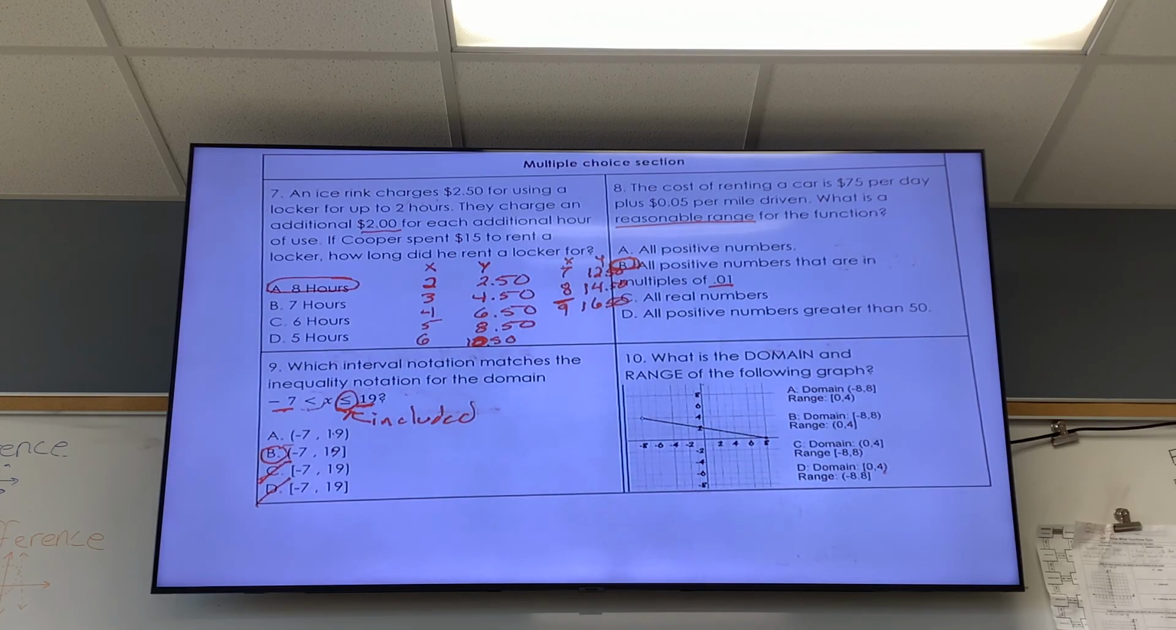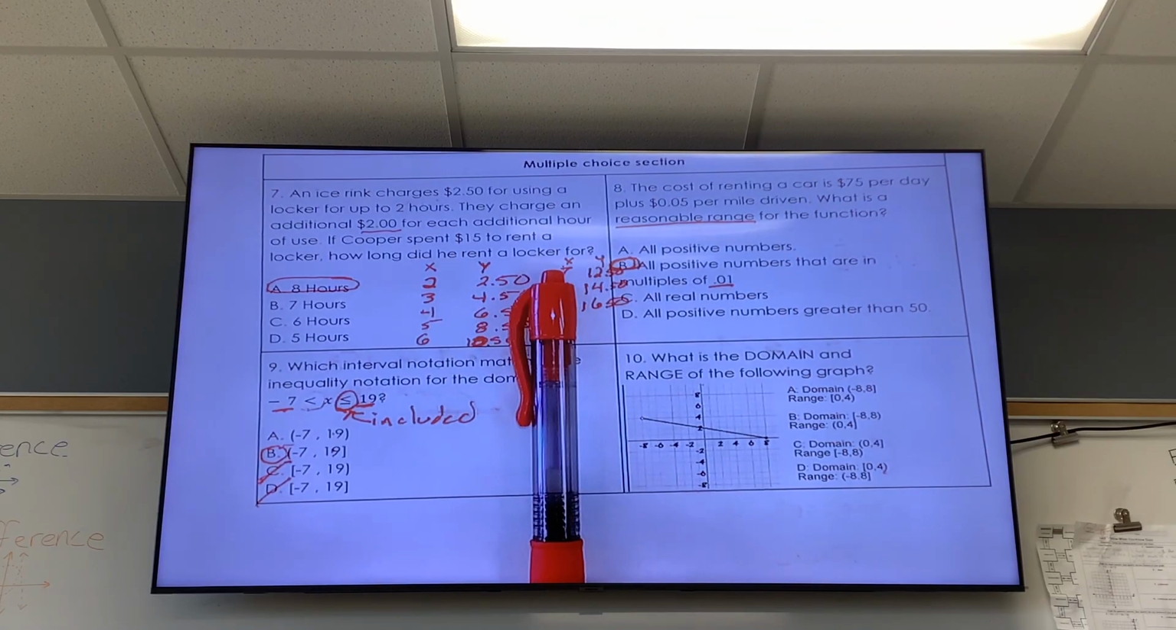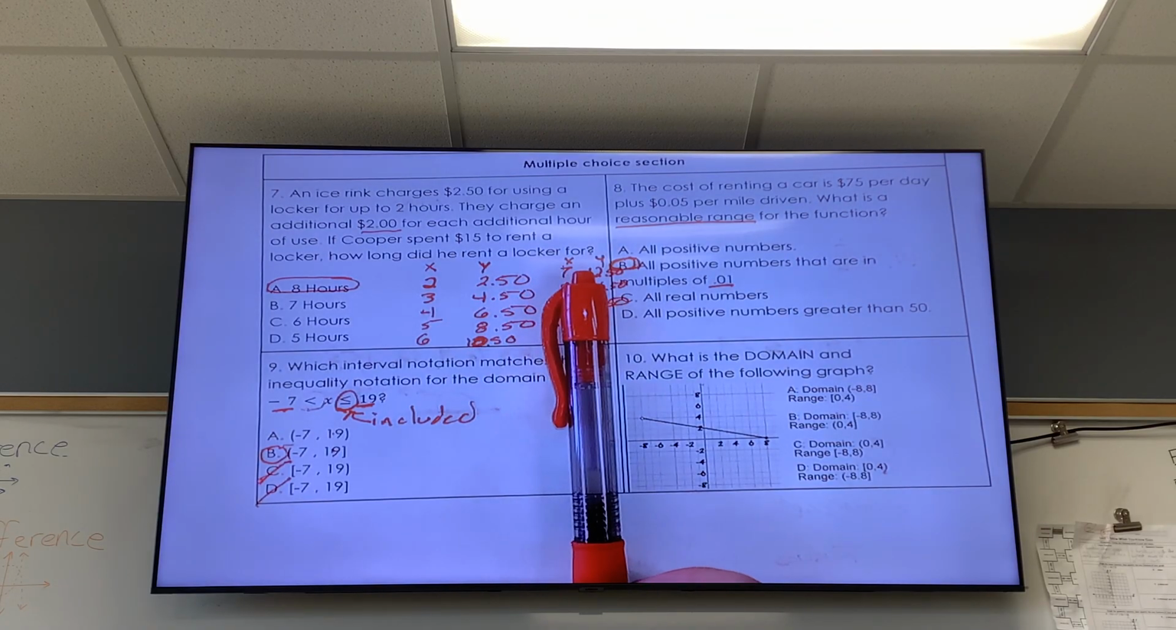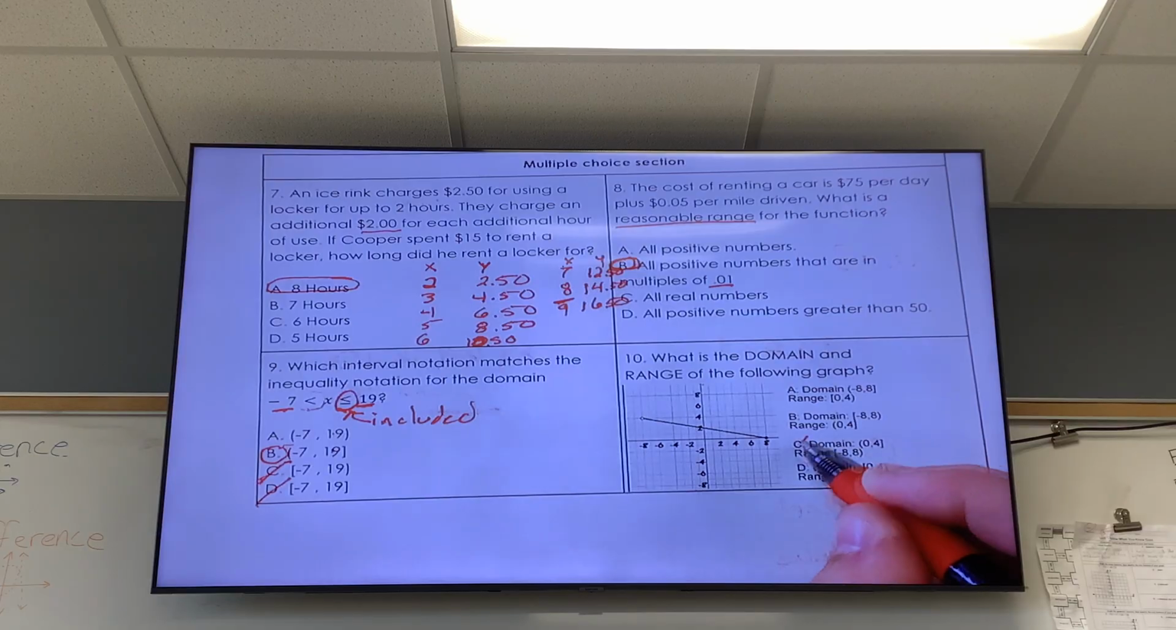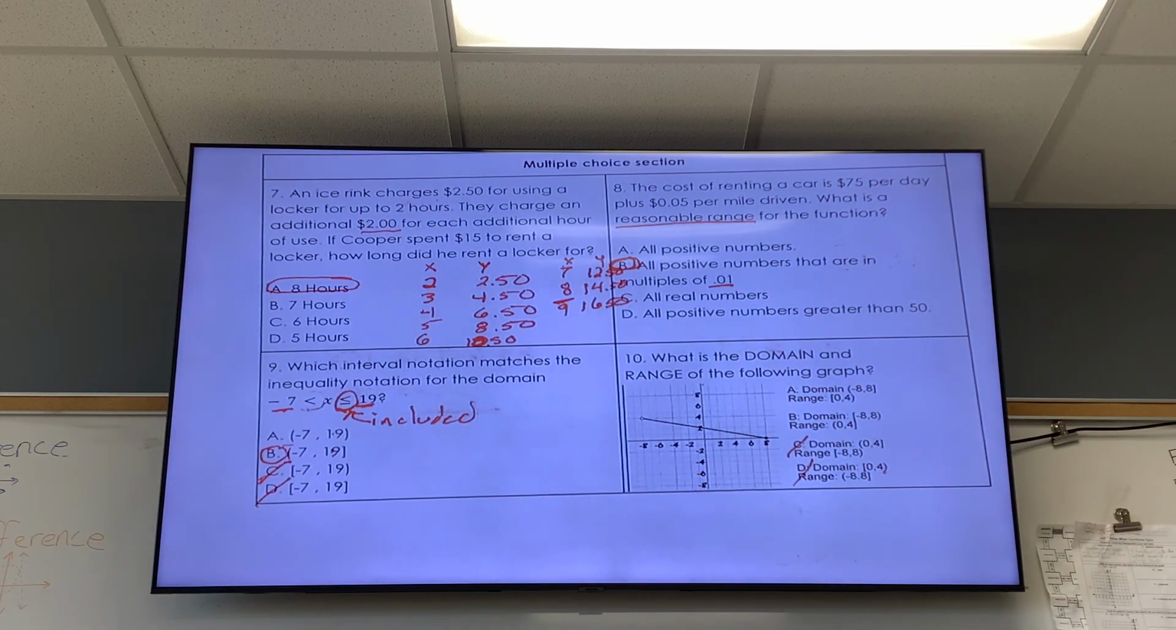And then last but not least, we have number 10. What is the domain and range of the following graph? Well, to find my domain, I'm going to stick my pencil all the way to the left and go from left to right. The first thing I hit is a circle. Okay, that circle is at -8. So I know my domain has to start at -8. With that being the case, I can cross off C and D here.